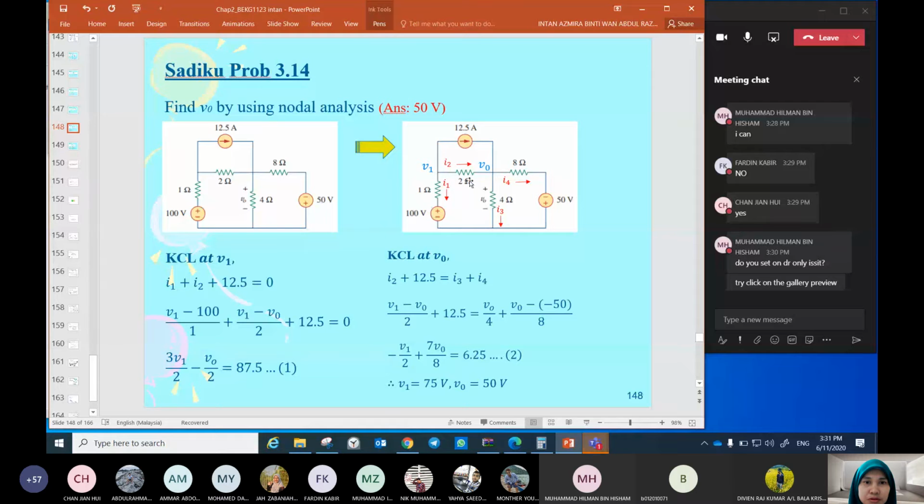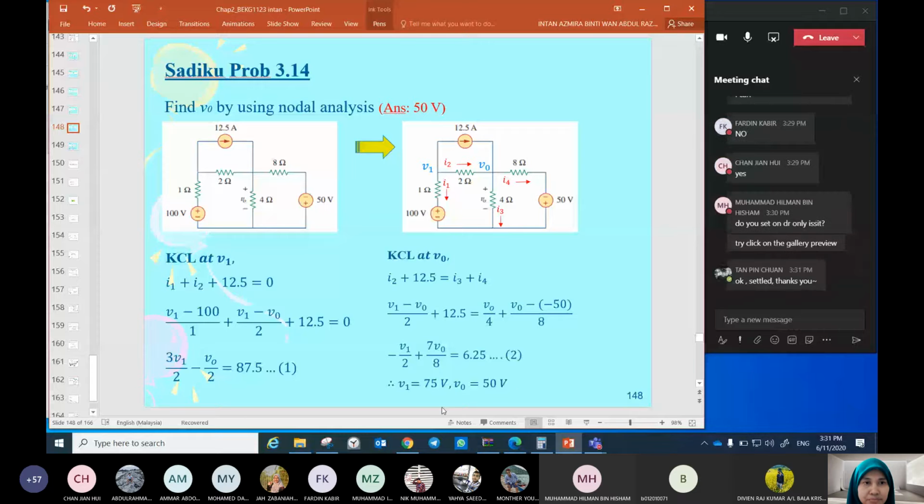I2 is equal to V1 minus V0 over 2, plus 12.5 is equal to I3. I3 is equal to V0 minus 0 over 4, or just write V0 over 4, plus I4 is equal to V0 minus 50 divided with 8. Please rearrange, okay. Finally, you will get V1 and V0. So V0 is equal to 50 volt. Can I understand?